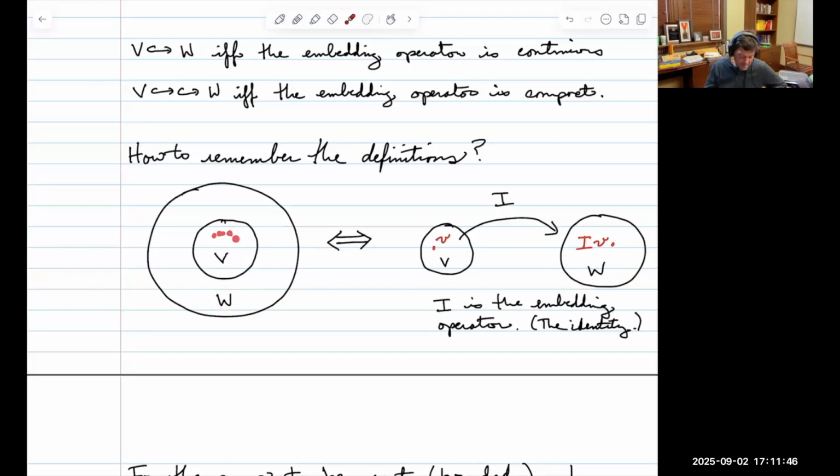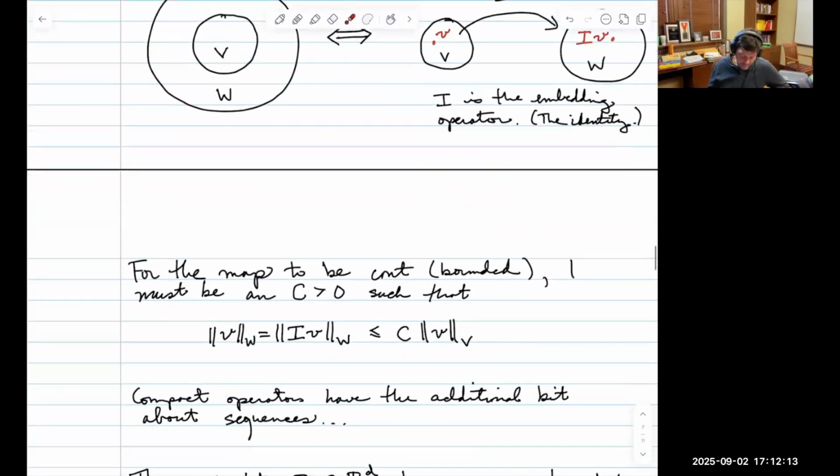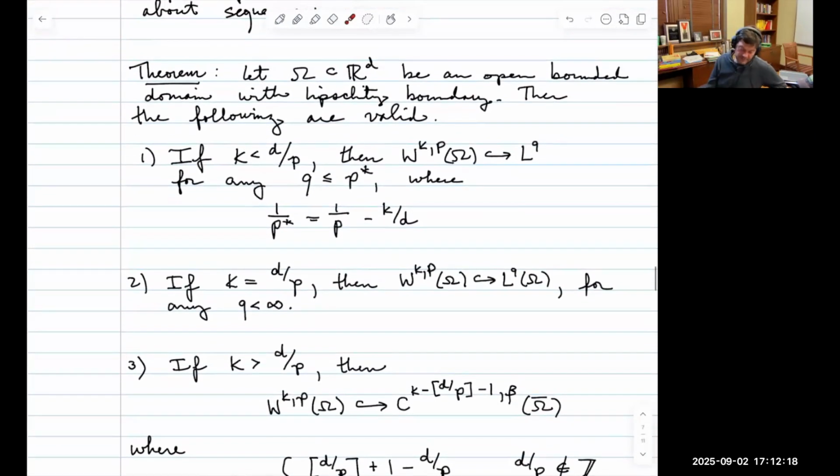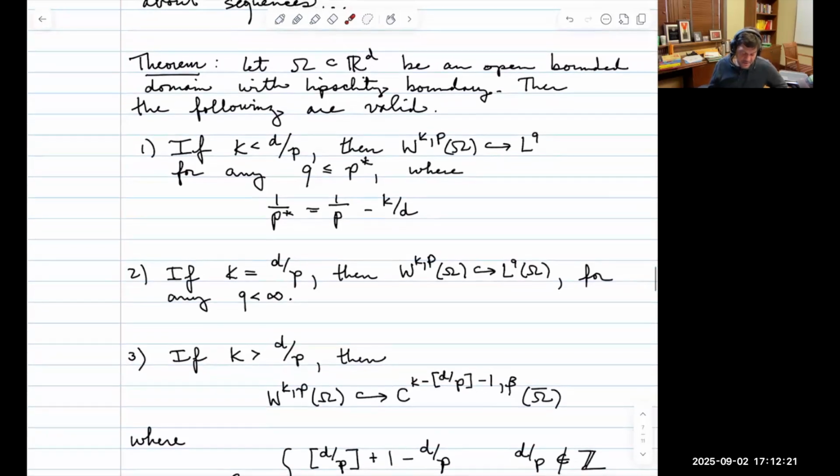So I might start off with a sequence and all I know is that it's in V, but I don't know if it has a point to which it converges in V. However, I do know that it has a subsequence that will converge to a point in W. And that's a very powerful statement. It's a very important and powerful statement. And I'm going to give you an example next time when we come back of what that means and why it's useful.